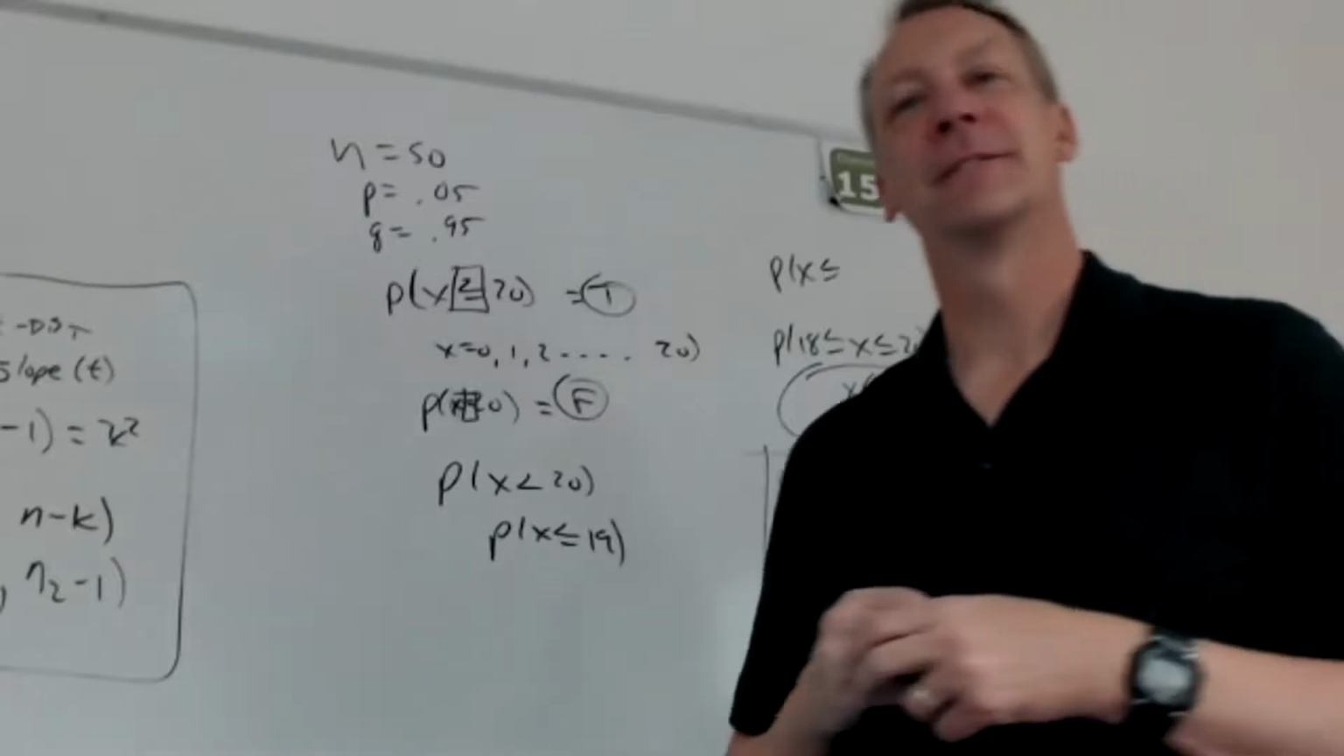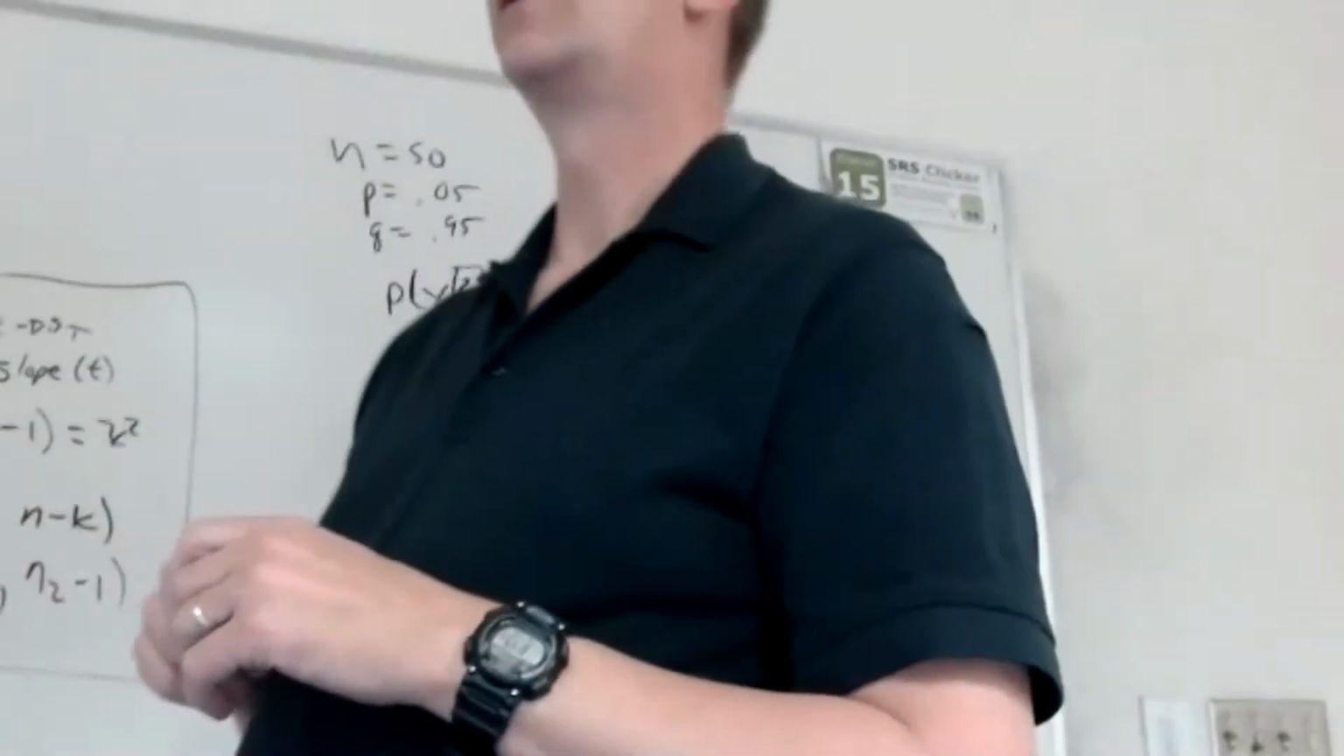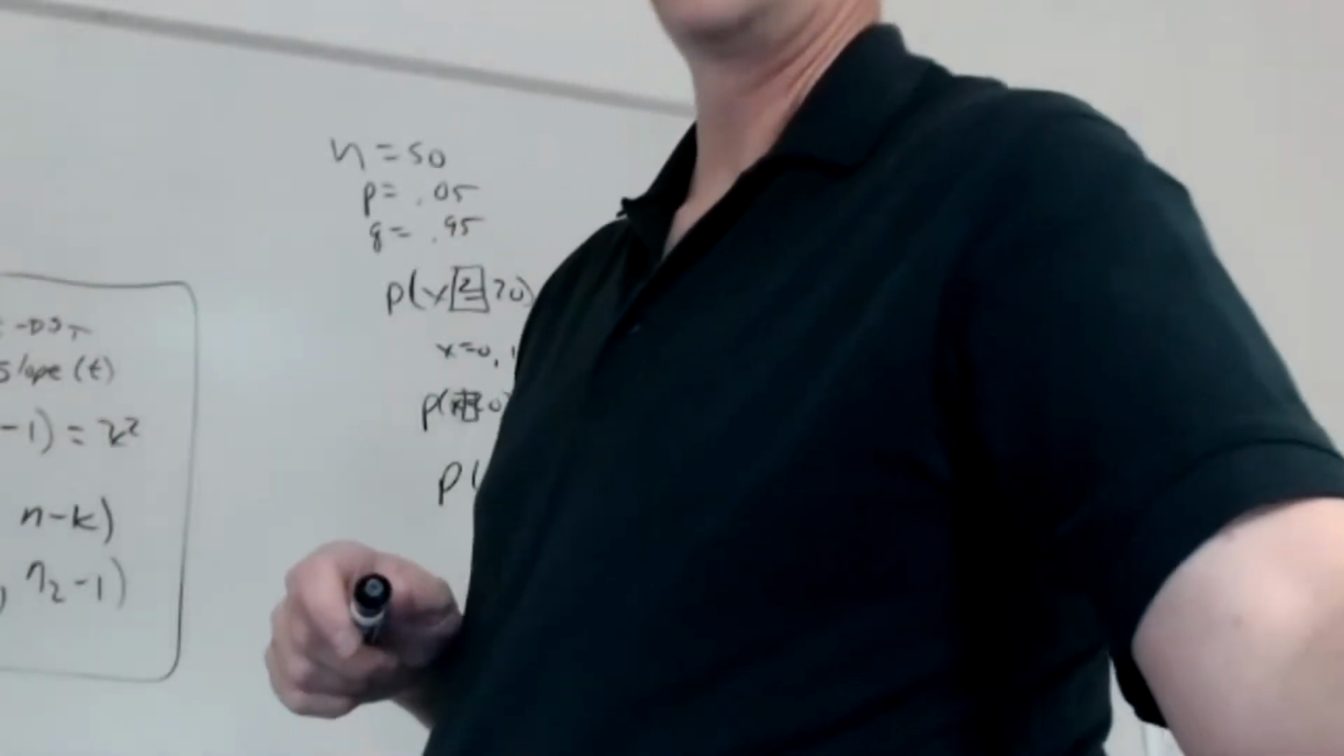Tanner? For the confidence intervals, it'll ask you to find a margin of error. How do you find the margin of error on the confidence interval? Just the critical value times the square root of.